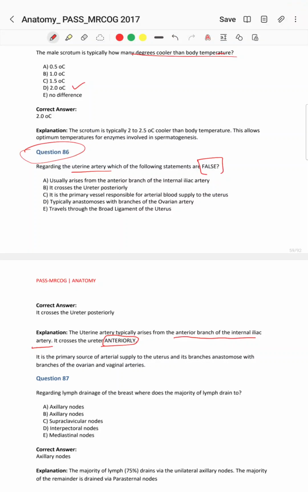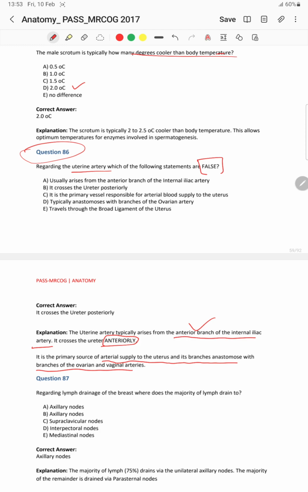Question number 86, regarding the uterine artery: which of the following statements is false? But before the options, let us just review a few important things about the uterine arteries. The uterine arteries arise from the anterior branch of the internal iliac artery, and they cross the ureter anteriorly. It is the primary source of arterial supply to the uterus, and its branches anastomose with the branches of the ovarian and vaginal arteries.